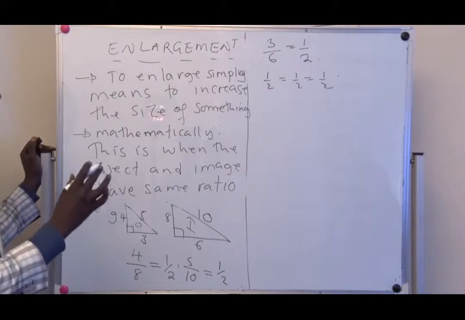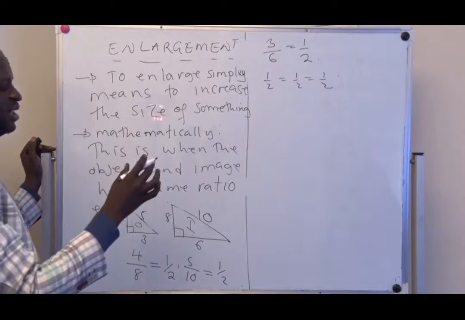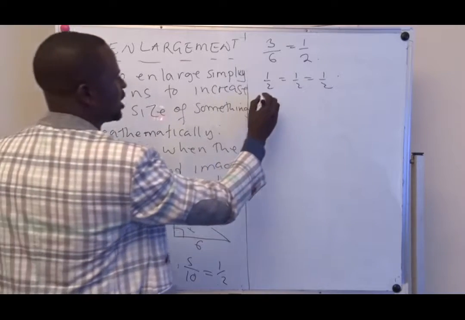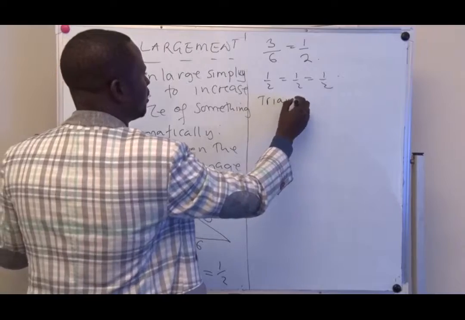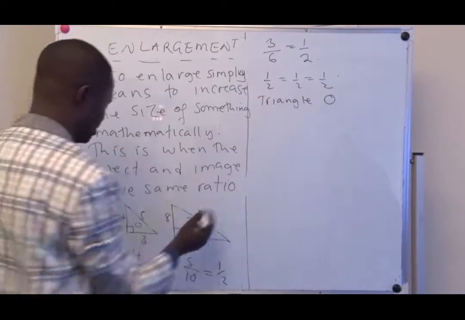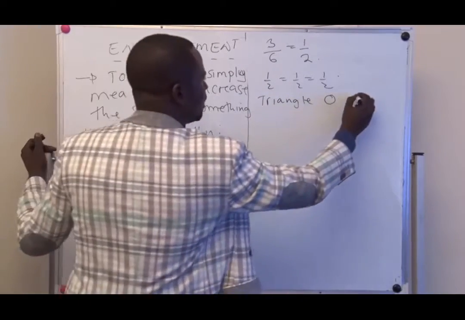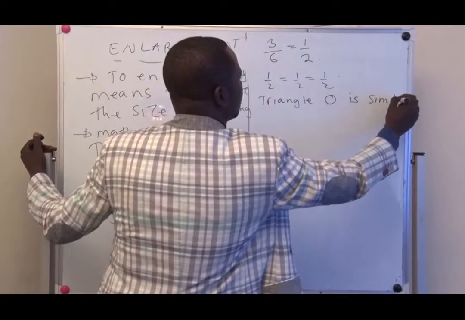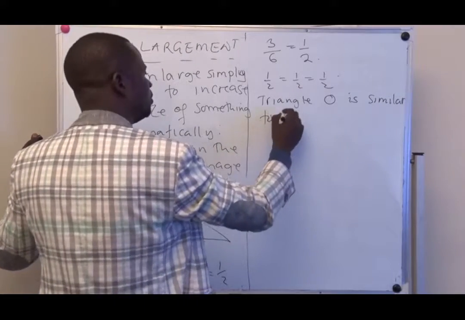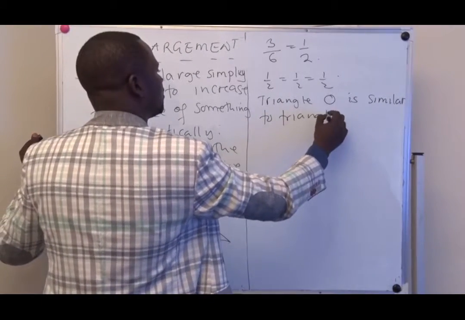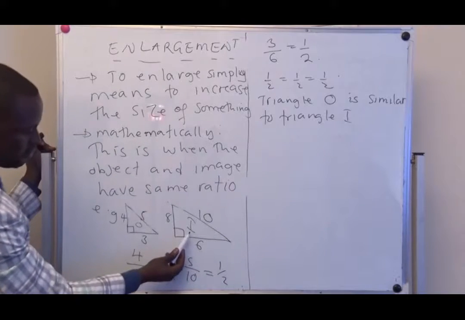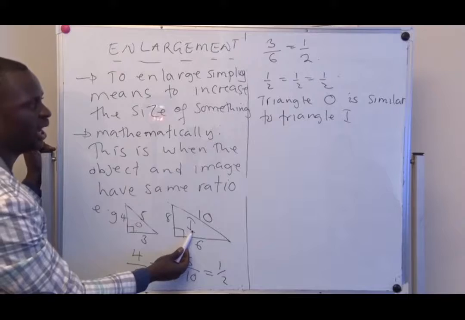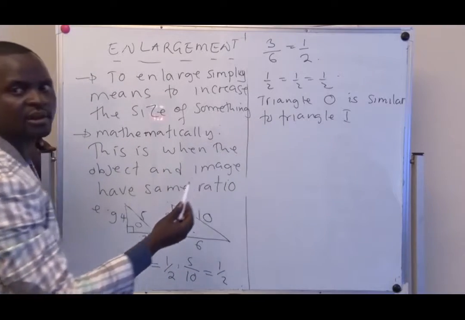Since they all have the same ratio, it means this is enlargement. So we can say triangle O, which is the object, is similar to triangle I, this one. So triangle O and triangle I are similar. Why? They have the same ratio.